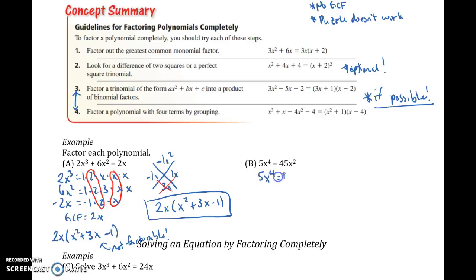So 5x to the fourth, 1 times 5 times 4 x's, negative 45x squared, negative 1, 3, 3, and 5. Remember, if you need to do a factor tree, go for it. I see again 1 and -1 are not the same, but I do see a pair of x's, another pair of x's and this little pair of 5's. So that makes my GCF 5x squared.